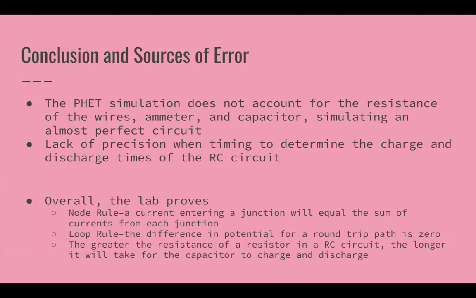Overall, the lab proves that the node rule is true: a current entering a junction will equal the sum of currents leaving the junction. And then the loop rule, the difference in potential around a round trip path is zero, which we proved earlier. And the greater the resistance of a resistor in an RC circuit, the longer it will take for the capacitor to charge and discharge, which is shown by the difference between the 10 ohm and the 20 ohm bulb.